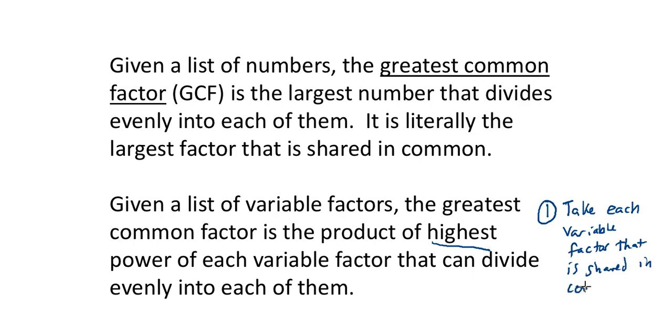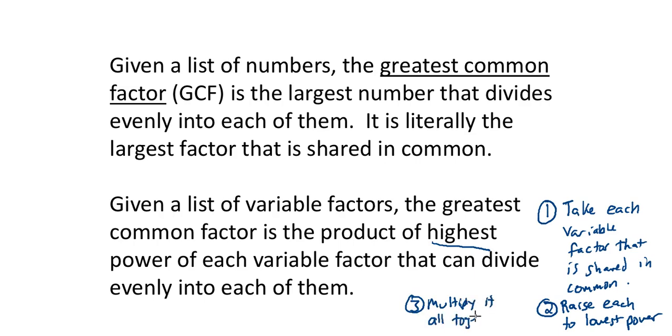I might not have left myself enough room here for all three steps. Step 2, raise each one to the lowest power that occurs. And then you multiply it all together. I'm sorry, I'm going to have to write step 3 over here. Step 3, multiply it together. And then that will give you the greatest common factor for your variables.